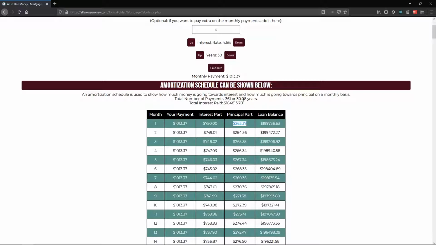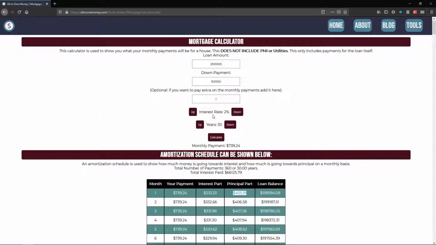So it'll take you around 30 years to pay, and then your total interest for that time period is $164,813, as compared to our 2% interest rate, which you'd only be paying around $66,125. So you see how important it is to look at how much is going towards your interest compared to what you're actually paying off on your loan. So it's important to have a good credit score.